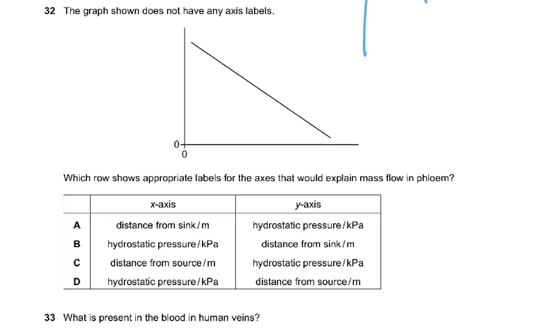The graph shown does not have any axis labels. Which row shows appropriate labels for axes that would explain mass flow in the phloem? What we have to understand is what you are going to label on the x-axis and what on the y-axis. Something has to be decreasing. When the x-axis is increasing, so distance from the source is increasing, the hydrostatic pressure on the y-axis is decreasing. This would be the distance from the source, and this would be the hydrostatic pressure.